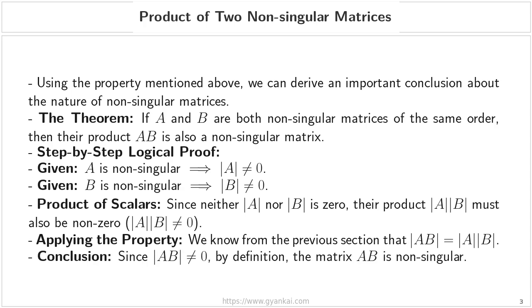Finally, we reach our conclusion. Because we have already established that this product of determinants is not 0, it follows that the determinant of the product matrix, A times B, cannot be 0 either. Therefore, by the very definition we started with, the matrix A times B must be non-singular. To help this concept stick, in the next slide, I'll provide a real-world analogy that makes this logic even more intuitive.